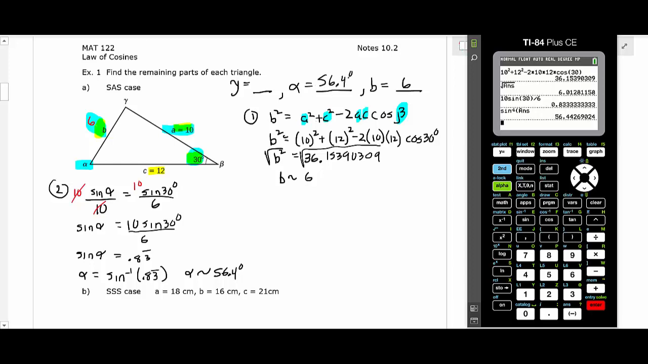All right, so I got that now. So I've got these two pieces. I use law of cosines, then law of sines. Step 3, all I got to do is find that last angle. So we got alpha is 56.4 degrees.